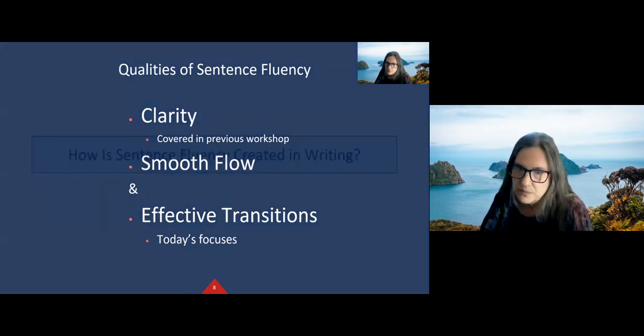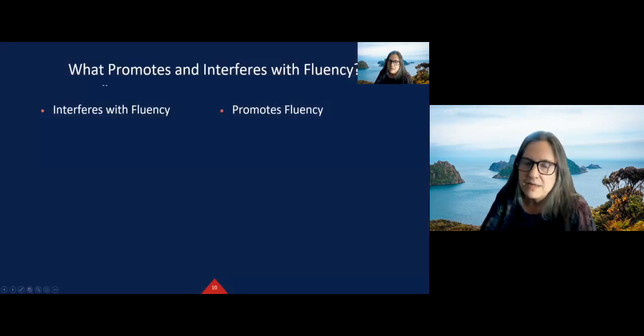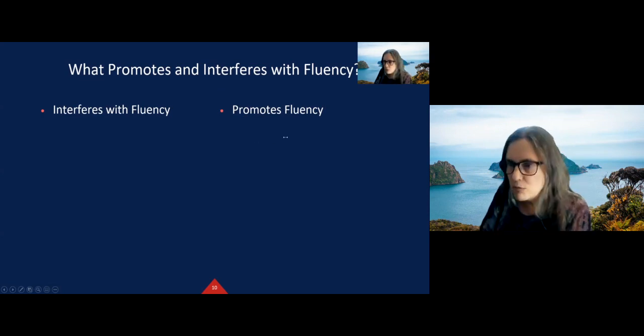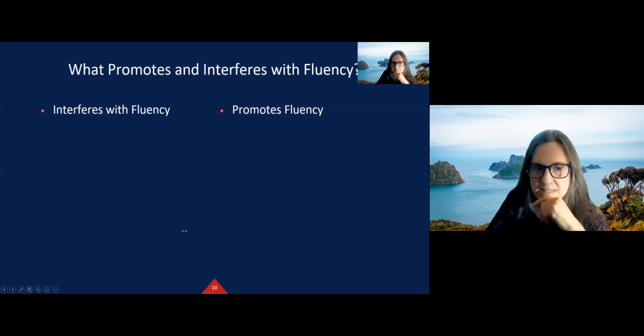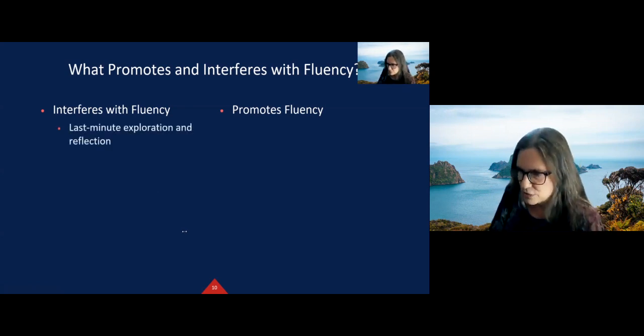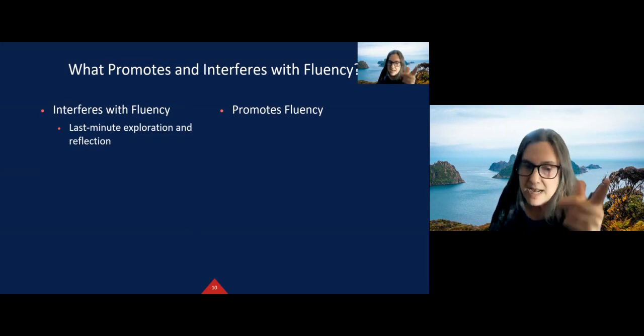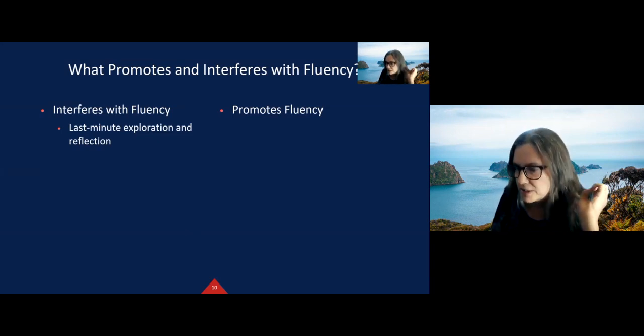So next question is, how is sentence fluency created in writing? All right, the first thing is there are things that promote fluency and things that interfere with it. So some of the things that interfere with fluency and are very common to graduate school, undergraduate school, academia in general, last minute exploration and reflection.